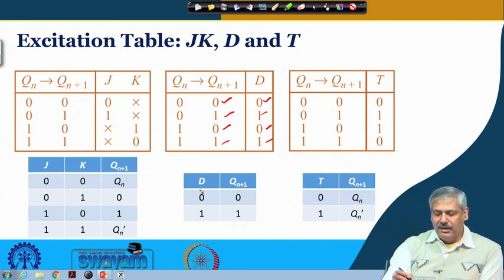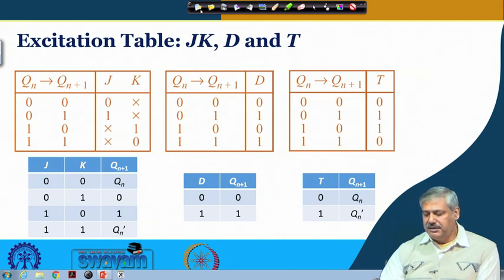And for the excitation table of the T flip-flop, we have 0 to 0. So the previous state is retained, so this is 0. 0 to 1 is toggling, so the input needs to be 1. 1 to 0 again toggling, so the input needs to be 1, and for 1 to 1 the previous state is retained, so the input is to be 0. Fine. So this is how the excitation table is. Through the excitation table we can represent different flip-flops.